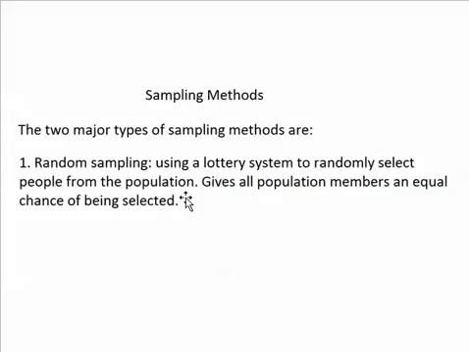Another way of doing random sampling is a random phone book search. You don't see phone books as much these days, but it's possible to do random sampling by randomly selecting numbers out of a phone book.